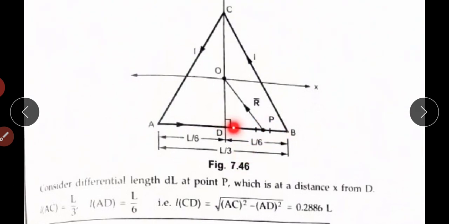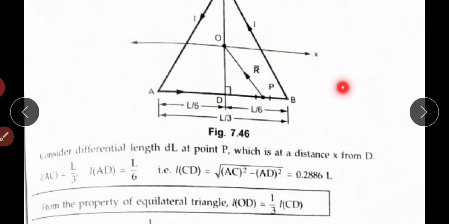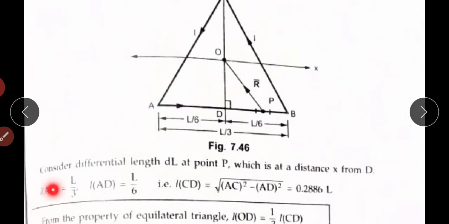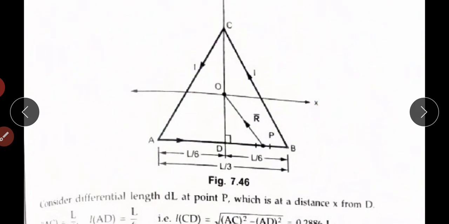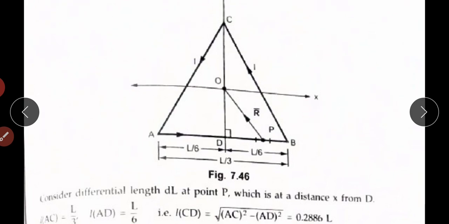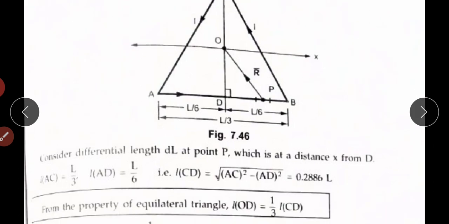Okay, this is the midpoint of AB. So consider point P at a distance of x from point D. Here, the length of AC equals L by 3. So L of AD, L of AB, and L of BC are also L by 3. Here D is the midpoint of AB, so the length of AD equals L by 6.